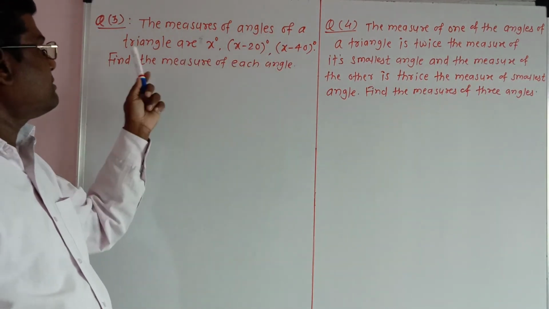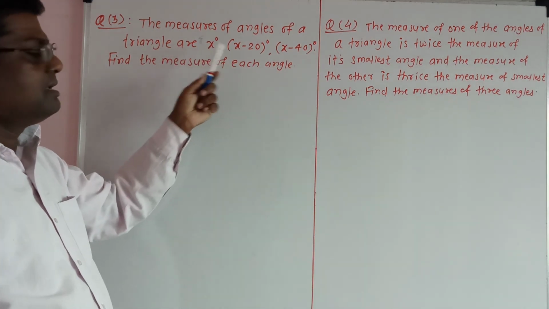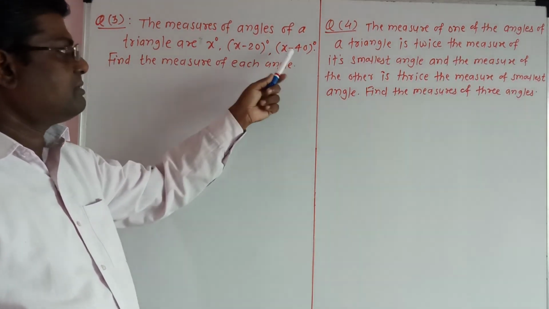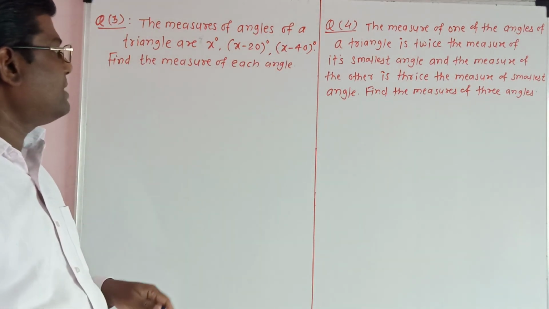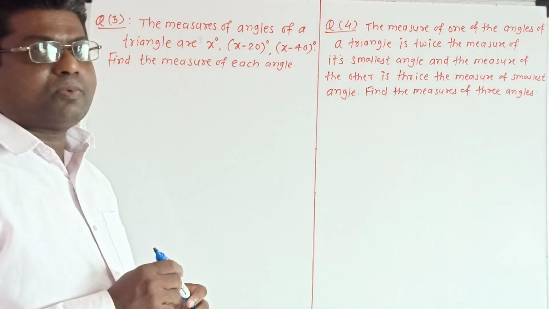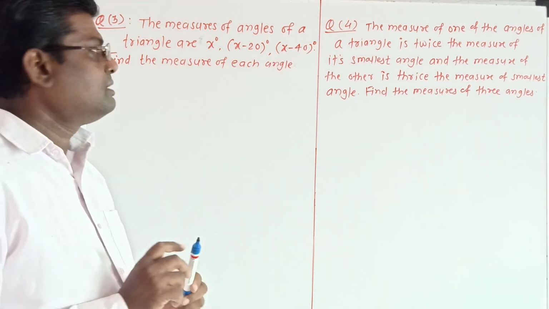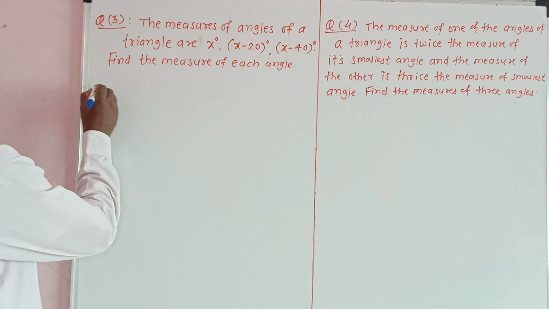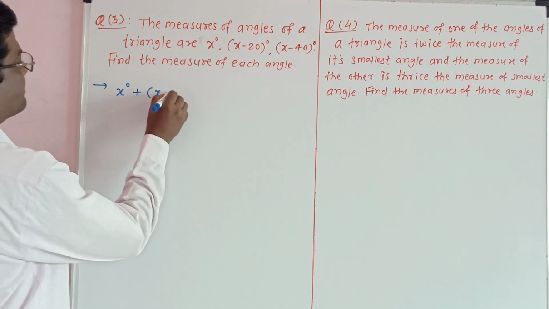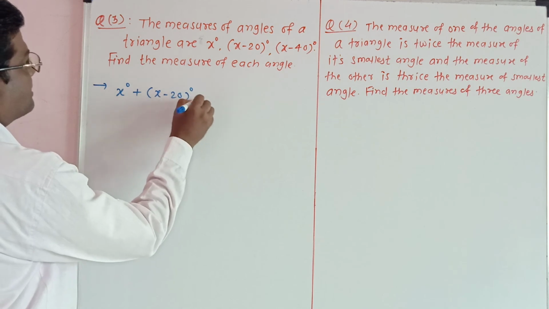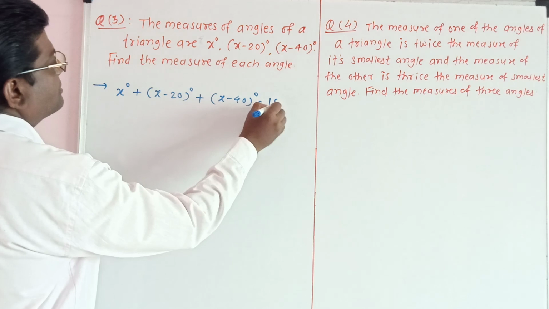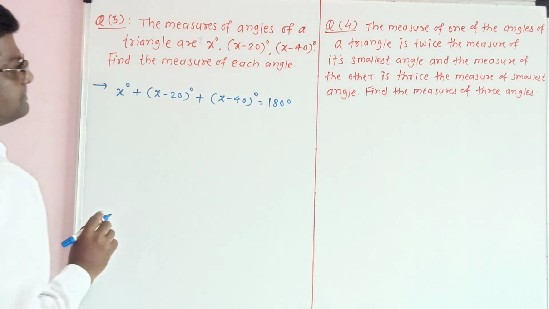Question number 3. Measures of angles of a triangle are x degree, x minus 20 degree, x minus 40 degree. Find the measure of each angle. We know that the sum of measures of all the angles of a triangle is 180 degree. Therefore, here x degree plus x minus 20 degree plus x minus 40 degree is equal to 180 degree.